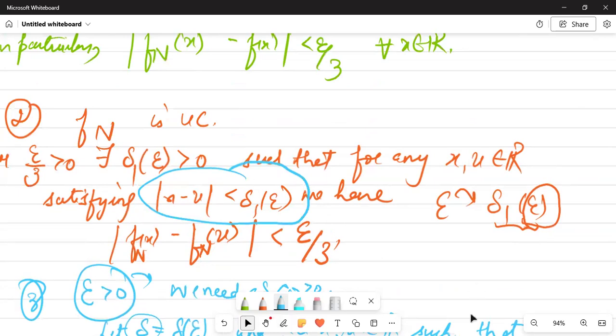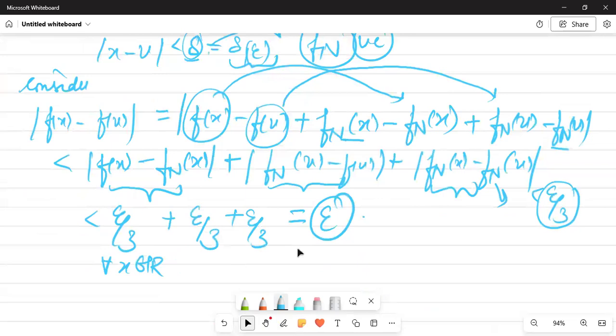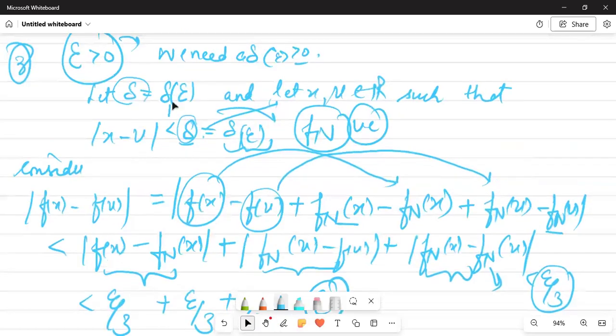So since it is less than epsilon and this delta doesn't depend on the points, this is uniform continuity. This makes F a uniformly continuous function.